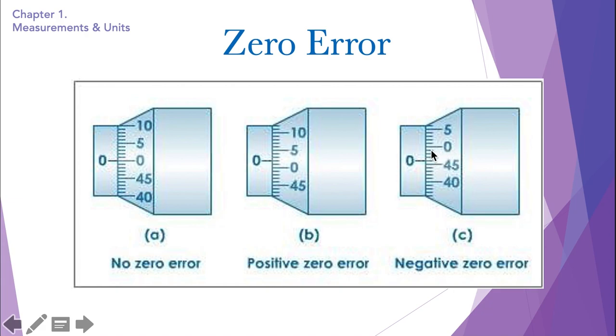The zero error is 1, 2, 3, 4. So it is minus 0.04. Because it is a negative zero error, we write the minus sign. So this is how you read a zero error. So let's do some examples here.